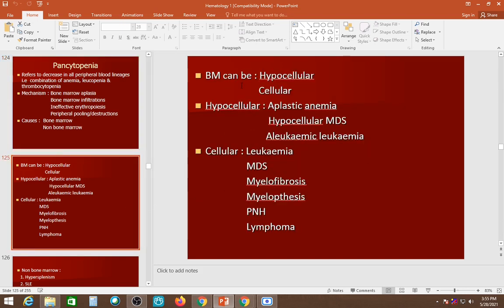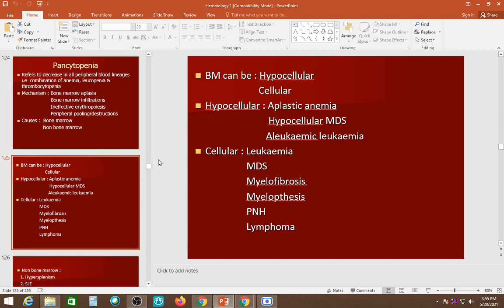See, like I've started, bone marrow hypocellular and cellular, aplastic anemia I've touched. So hypocellular MDS and leukemic, this I'll talk about later. I'll be talking on leukemia and MDS. Among these, aplastic, then leukemia and MDS. PNH I've already spoken, then lymphoma will come. Okay? So anyway, thank you so much. You go through these slides because on the next class, we'll be coming back to this classification whenever we talk about the disease.